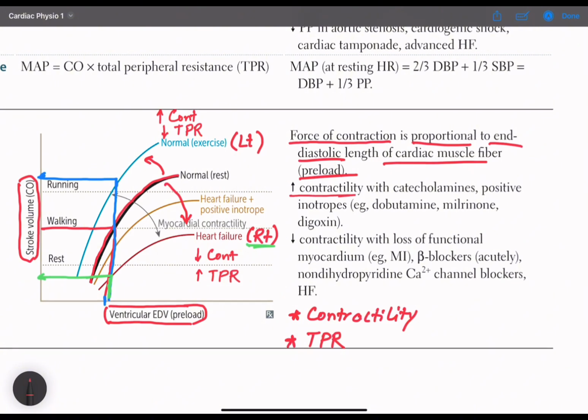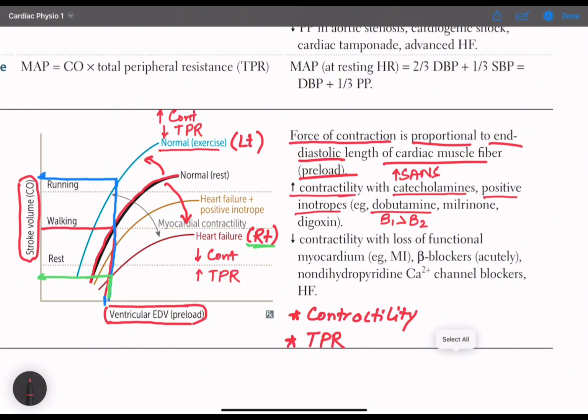Increase in contractility can occur with catecholamines. Any state or condition which activates the sympathetic autonomic nervous system will lead to an increase in catecholamines, and thus we have left shift, likewise in exercise. Then we have positive inotropes, which are agents that increase contractility. For instance, dobutamine is a sympathomimetic drug with beta 1 and beta 2 activity, with more beta 1 activity than beta 2.